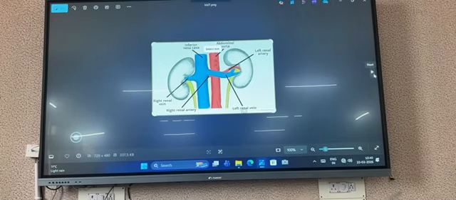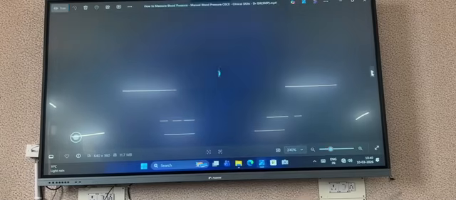Now, this was something about the slide which I missed: the inferior vena cava, into which drain the right and the left renal veins, and the abdominal aorta from which the renal arteries arise.